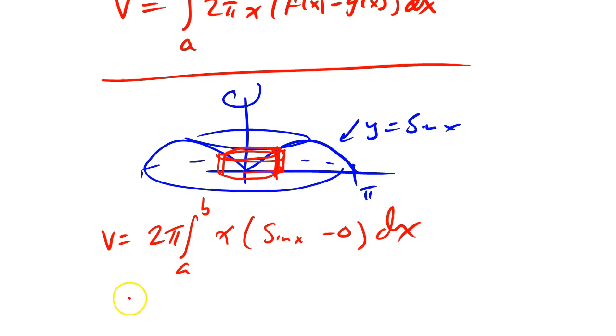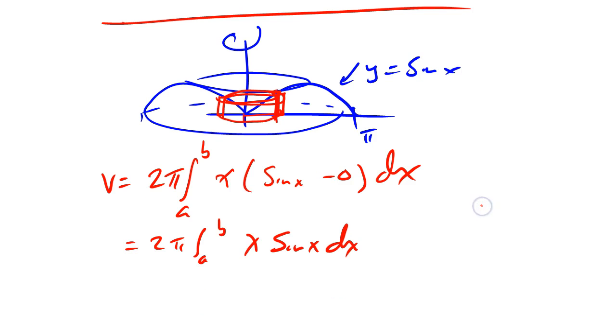So 2 pi, the integral from a to b of x sine x dx. You could do that one by hand if you're feeling ambitious. It's an integration by parts. Oh, a to b. I know what a and b are in this problem, don't I? We're going from 0 to pi. So the integral from 0 to pi.